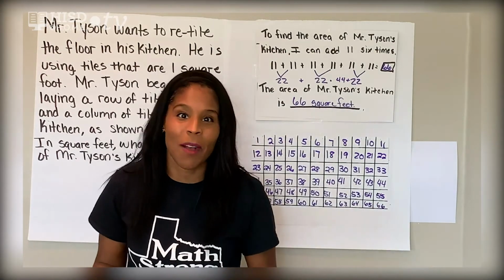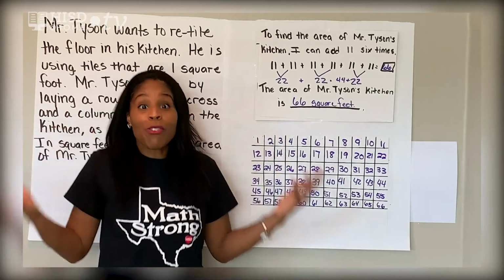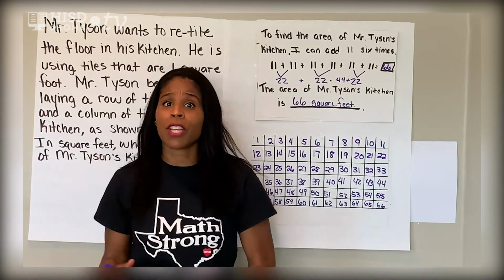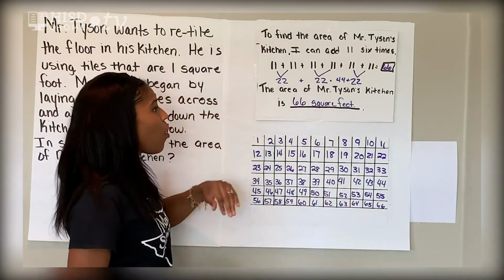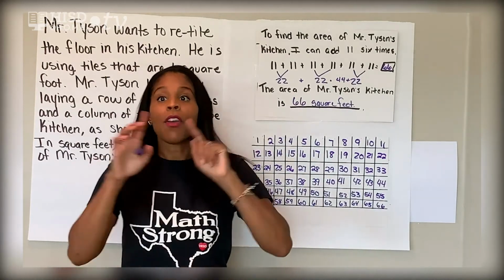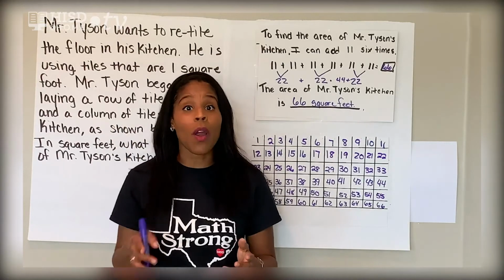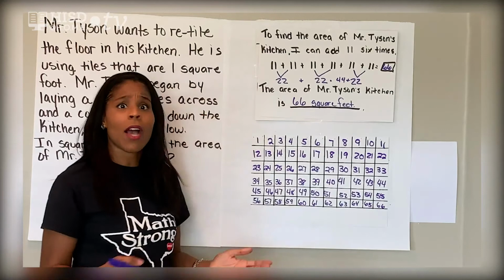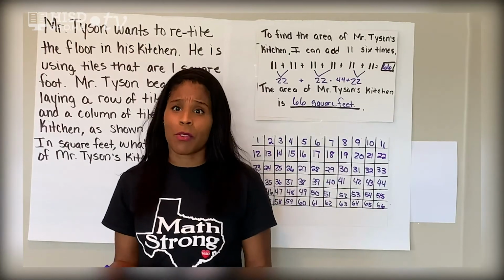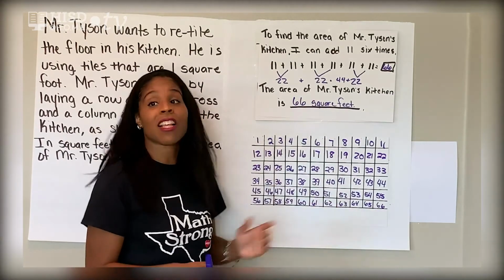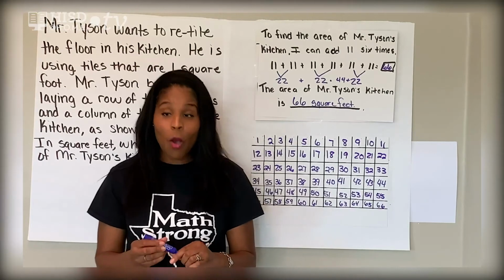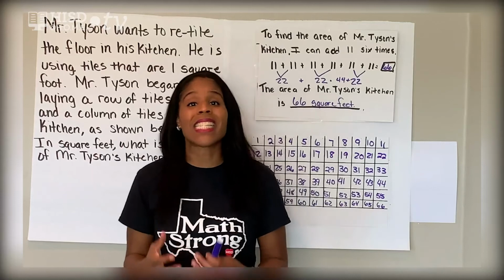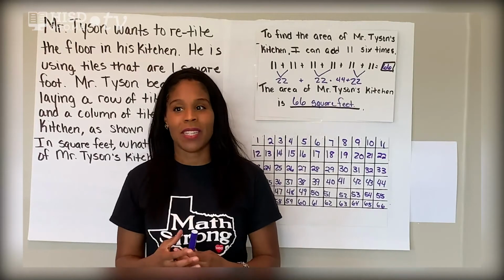This is awesome. We used 3 strategies today. We started off with repeated addition, and then we realized we could use our doubles to add. And then we said, okay, I know it's 66 square feet for him to complete his kitchen floor, but I also want to make sure I'm correct. And then now I want to fill it in, and I want to count by my ones to make sure that I was correct. And I was. I got 66 both times. So we know that the area of Mr. Tyson's kitchen floor is 66 square feet.